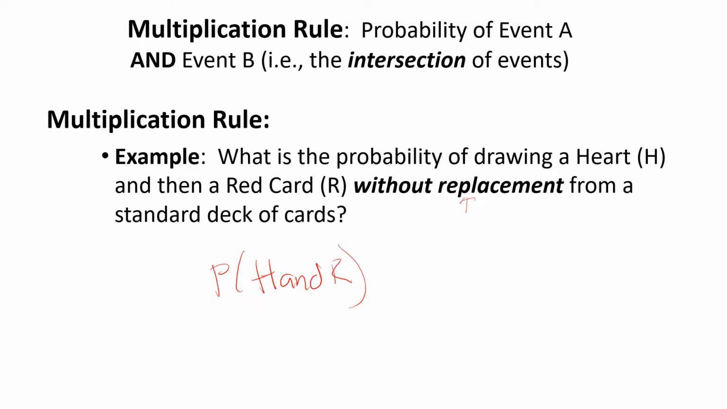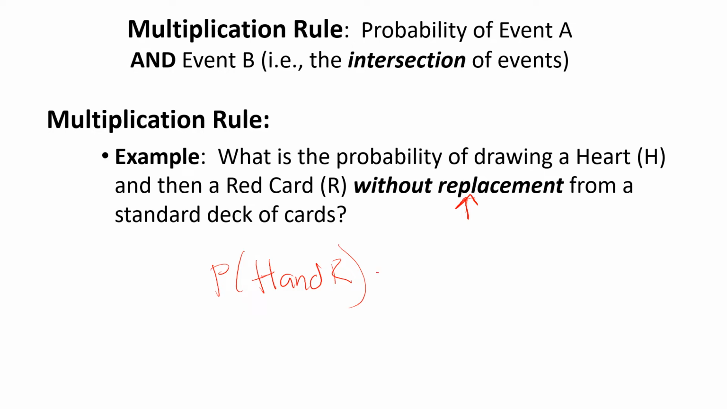But we're talking about drawing it as two cards in a row, not as one single card. Before, we talked about the probability of getting a heart and a 10 on one draw. That was the joint probability. Now we're looking at the probability of A and B in a series of events. So what's the probability of getting a heart and a red card on two different draws? And we're using this special term here, without replacement, meaning we don't put the first card back.